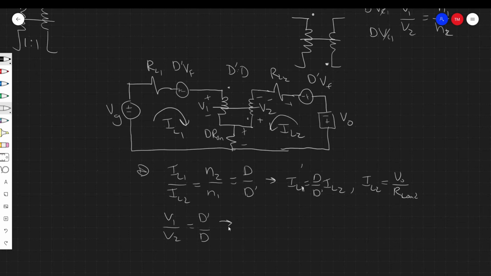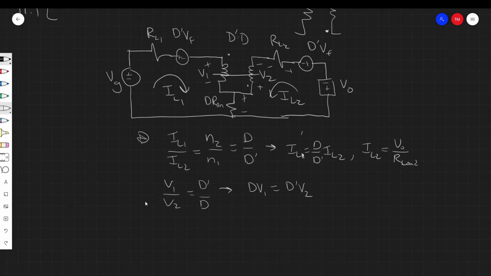In other words, what this is saying is that dV1 is equal to D prime V2. Okay, that doesn't seem to be very helpful, but it should do something, right? It does. This actually is how we're going to solve it. We're going to find an equation for V1 and find an equation for V2. Okay, so let's do it. How do we do this?